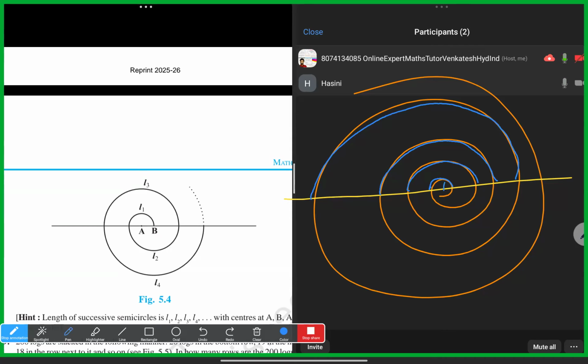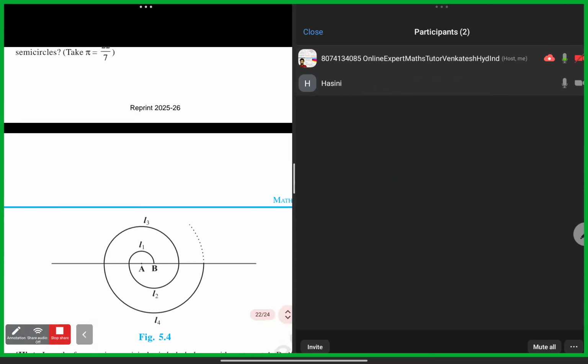First, for this semicircle, the radius is this much. For the next one, it increased. The next one, it increased. Again, radius means the distance from the center to any point on the spiral, Hasni. So that is continuously changing. This type of formation, we call a spiral, Hasni. So we will have it continuous.